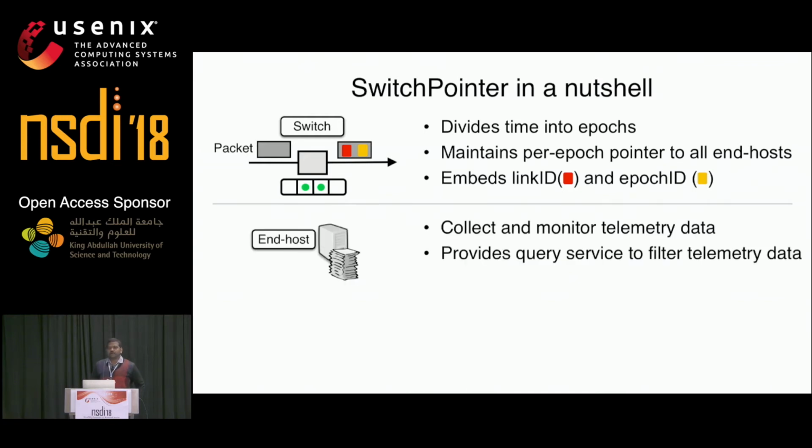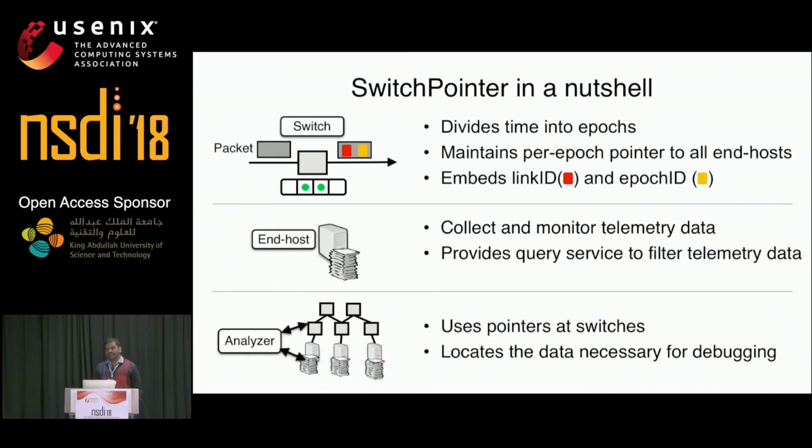Second, the end host, upon receiving the packet, collects and stores the telemetry data that is carried in the packet header, and the end host also provides a query service that allows filtering of the telemetry data stored locally. Finally, the analyzer uses the pointers when a spurious network event is triggered. The analyzer uses the pointers at the switches and identifies the end host that has relevant telemetry data to debug the network problems.